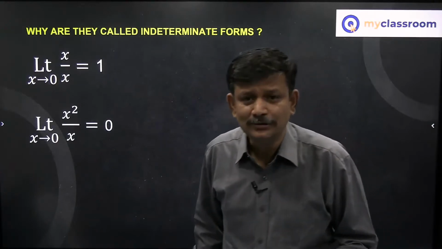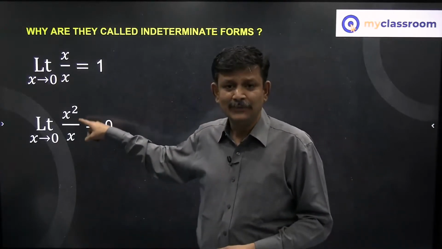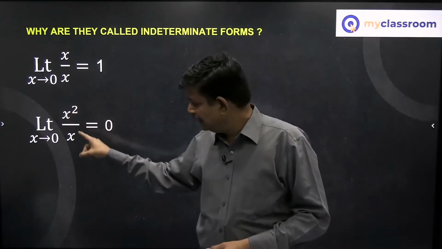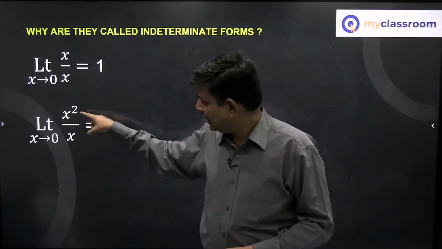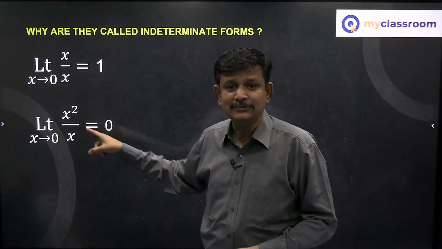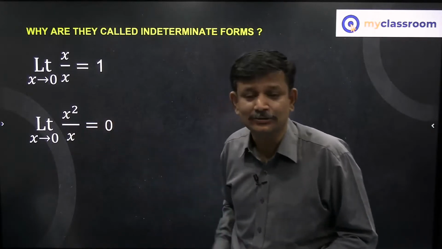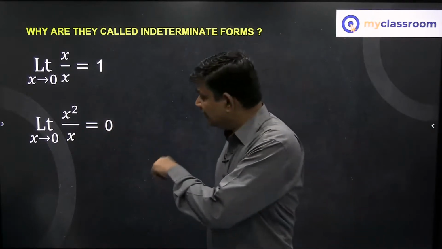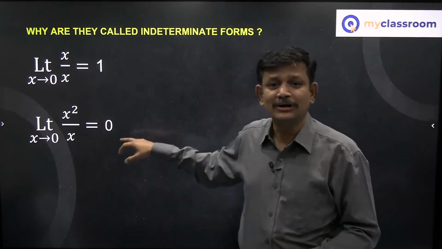Limit x tending to 0, x square by x. Numerator is approaching 0, denominator is also approaching 0, and x gets cancelled, and what will be the answer? 0. So this is again indeterminate form 0 by 0, but what is the answer?